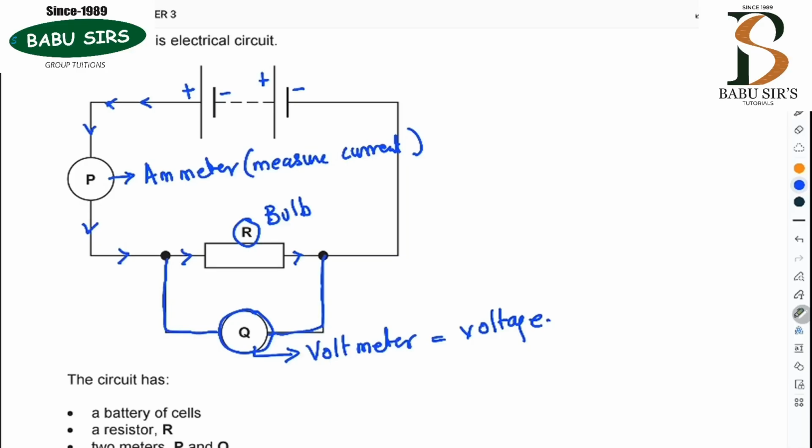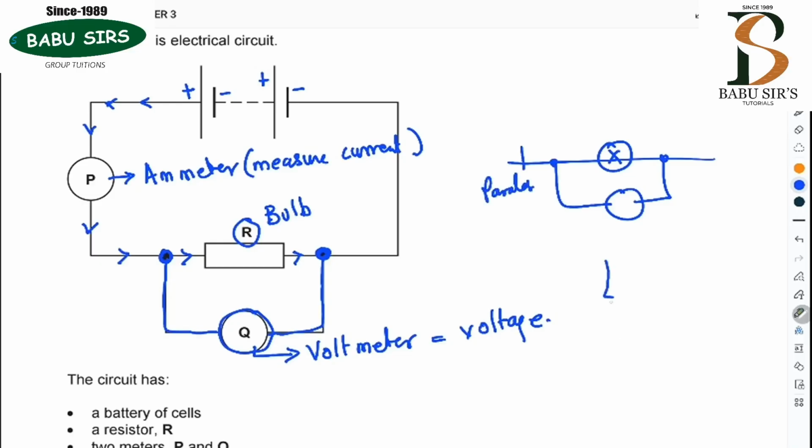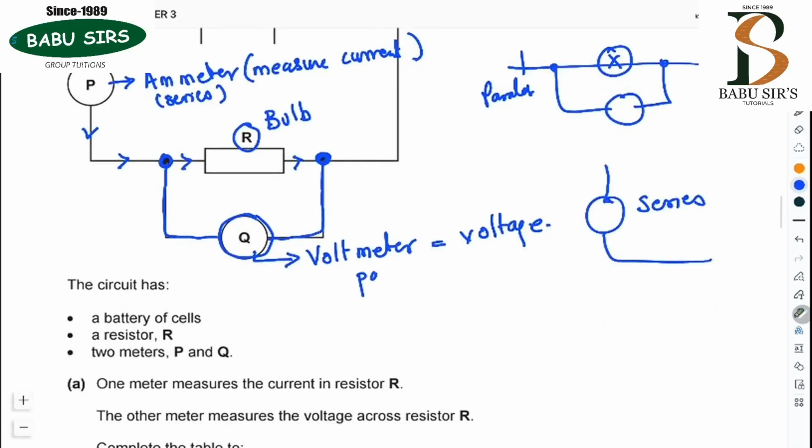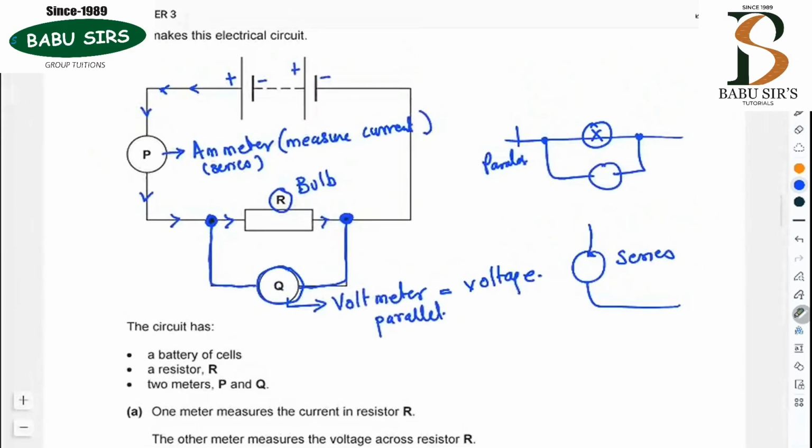So the voltmeter, you can see, is put at the start and the end. Anything you put like this, before and after, is called parallel. And anything you put in line is called series. So here you can see the ammeter is put in series and the voltmeter is put in parallel. So I have explained the entire circuit.